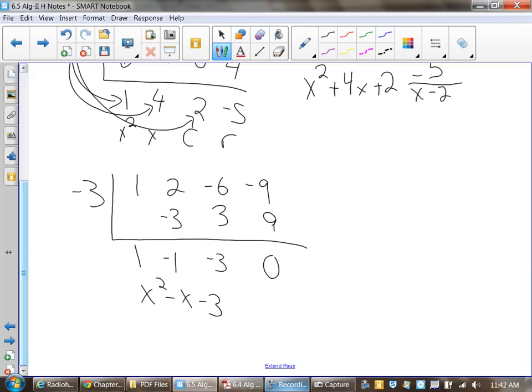Yes? Earlier, your problem was that x cubed. Yes. So it's x cubed plus 2x squared minus 6x minus 9.